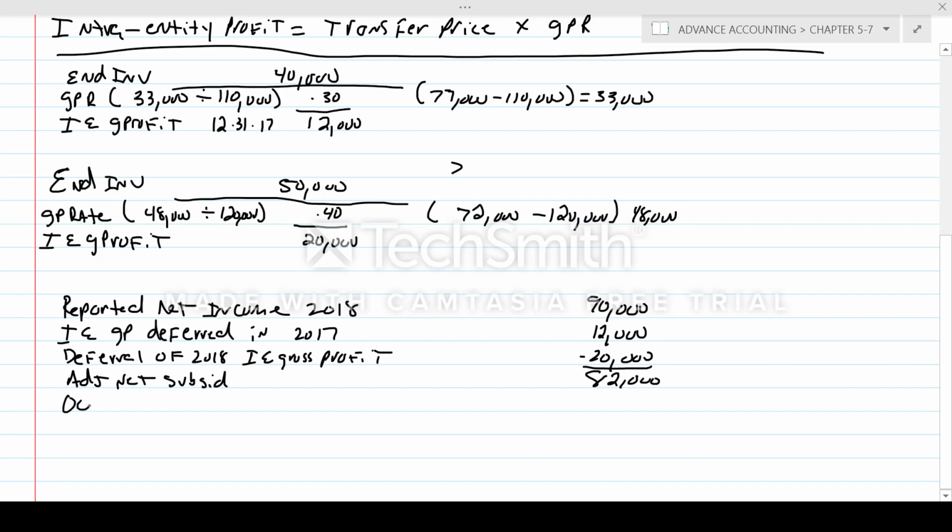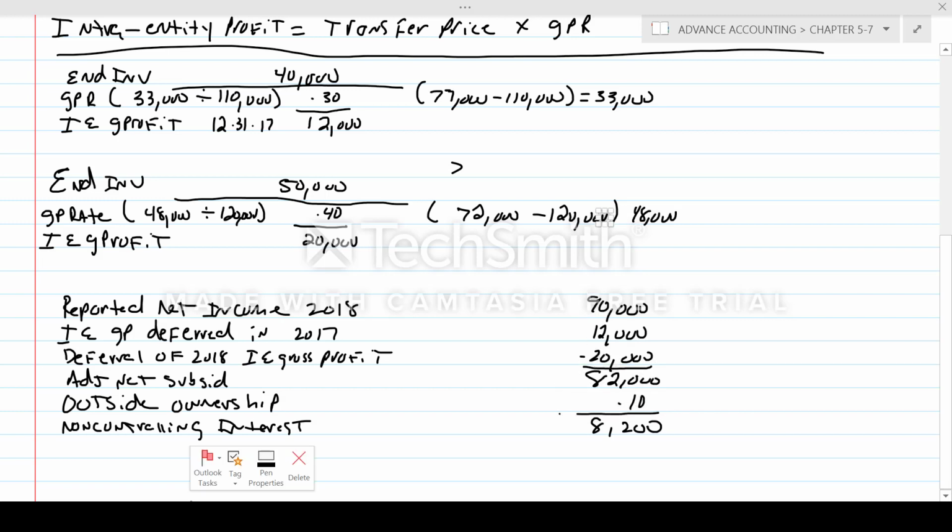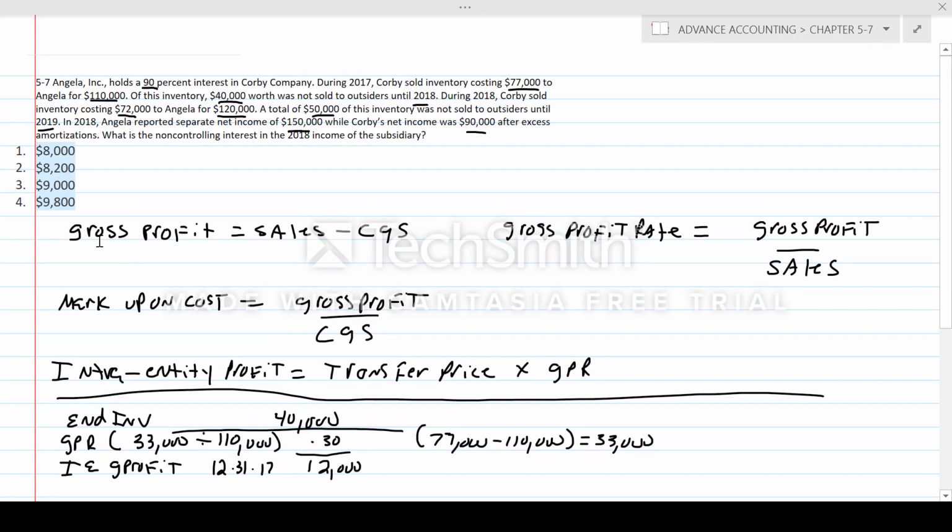Now the outside ownership was 10%, remember, because they own 90%. So that gives us a non-controlling interest of 8,200. So the answer is 2.